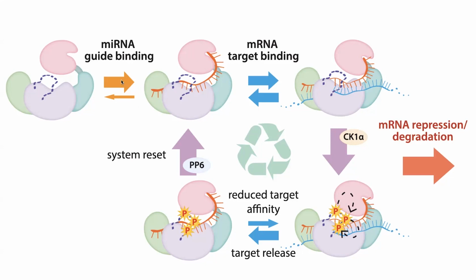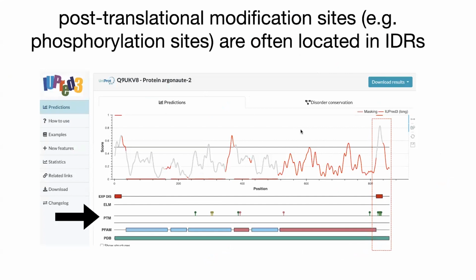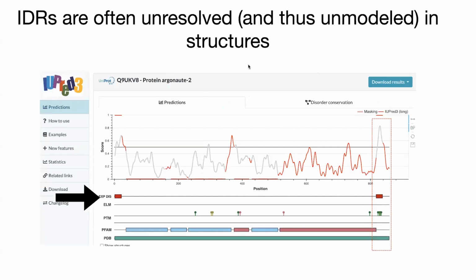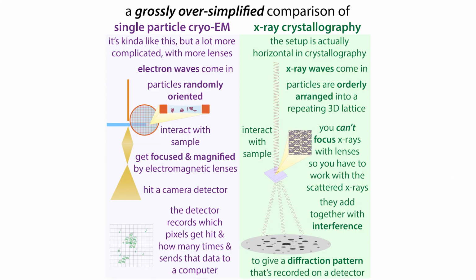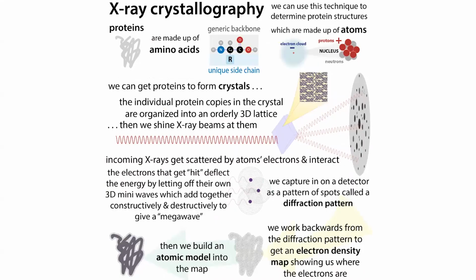And I drew it as a dotted line here because it's actually missing in that structure. So we couldn't see it in that protein, which goes back to what I was talking about before: how IDRs are often unresolved and thus unmodeled in protein structures. Because remember, when we're solving a structure with a method like cryo-EM or X-ray crystallography, what we're looking at is, well, structure. And in the case of crystallography, we need the proteins all to be stuck in the same conformation, the same shape.